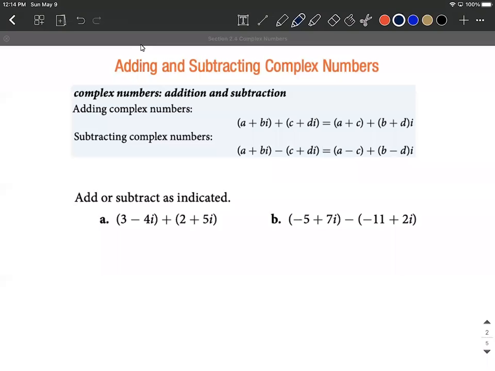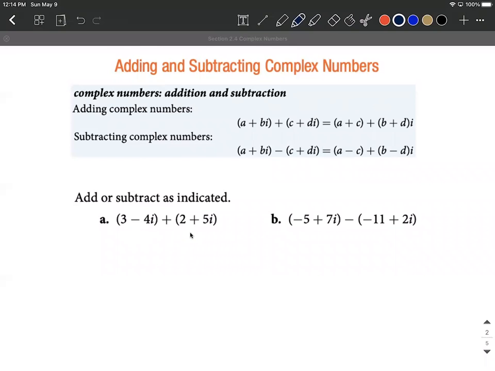Adding and subtracting complex numbers. Okay, it's all written out up here. If we had two complex numbers added together, you're going to add the real parts and add the imaginary parts, keeping the i with the imaginary parts, or subtraction, very similar. All right, these aren't that difficult a problem, so let's jump right in.